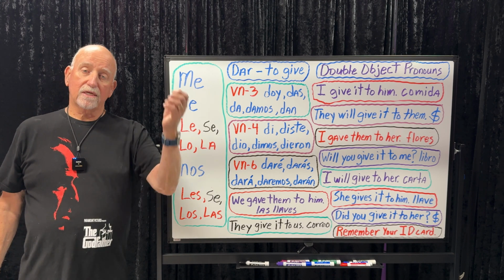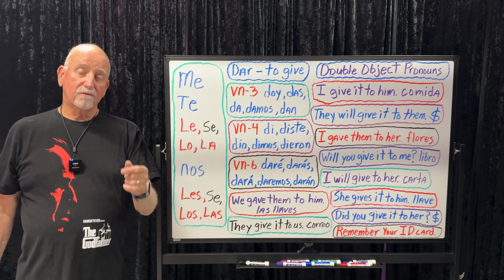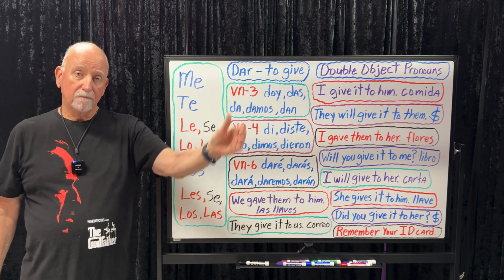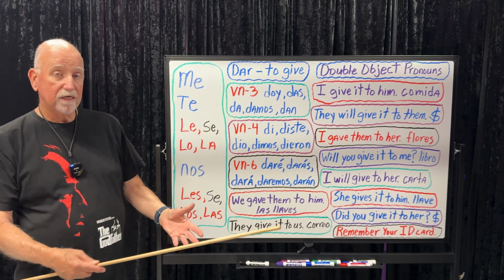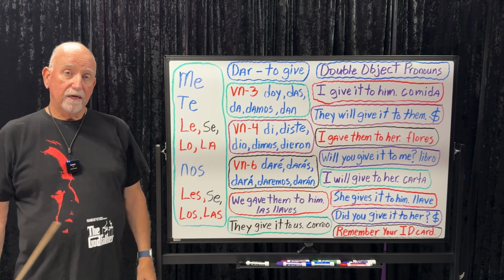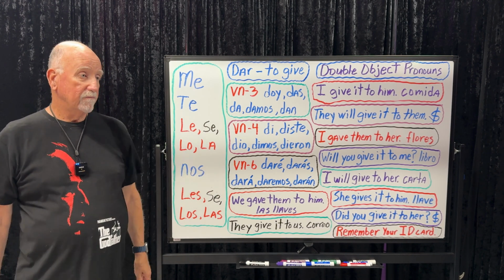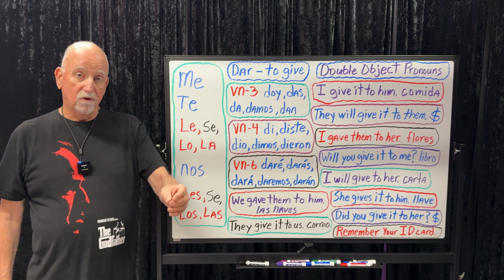Double object pronouns. The indirect referring to the person comes first, and then the direct object pronoun comes second. And they go here in front of a conjugated verb. We know they can go in front of a negative command like don't give it to her, no se lo des, right? Don't sell it to him, no se lo vendas.